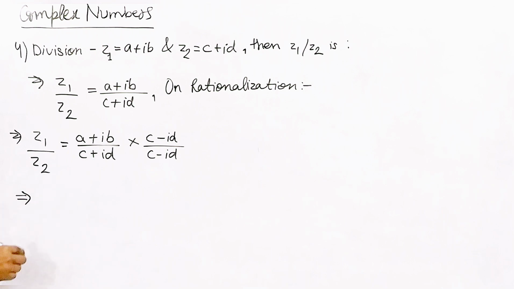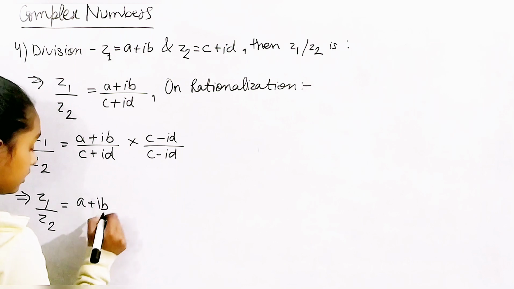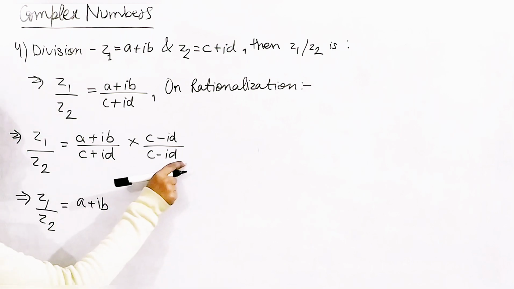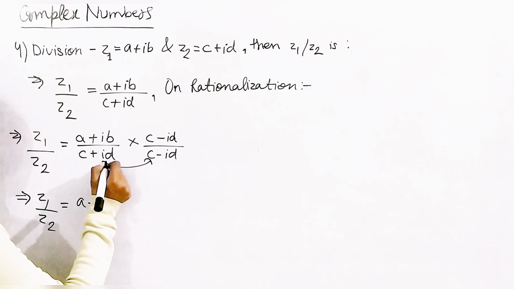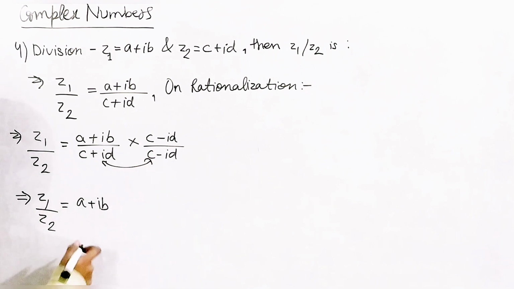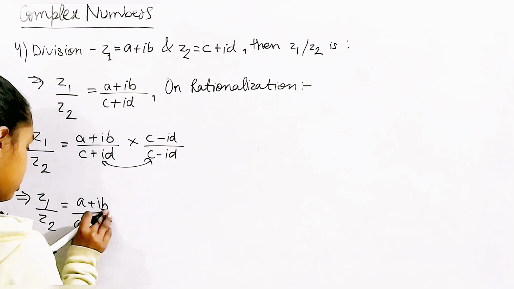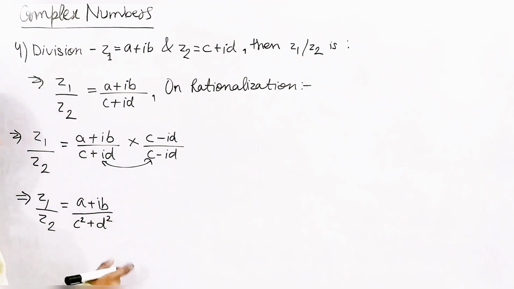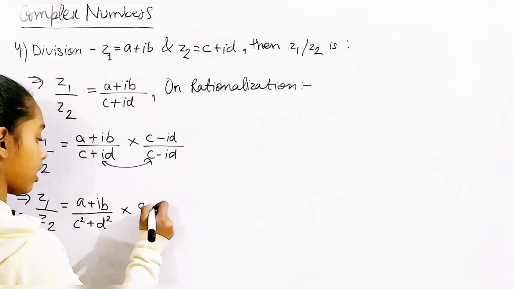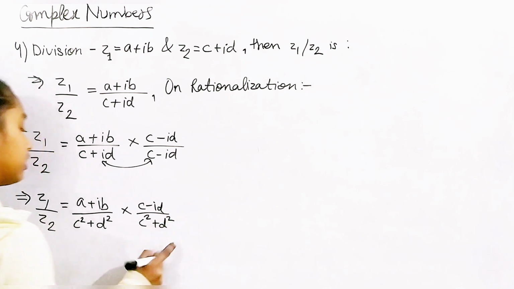So z1, what do we have? z1 upon z2 is equal to a plus iota b. Now I'm not going to write this c plus iota d, as we have these both things. So what can I write in their place? c squared plus d squared, right? It doesn't matter to this iota. So I'll write c squared plus d squared into c minus iota d upon c squared plus d squared. Just have a look.